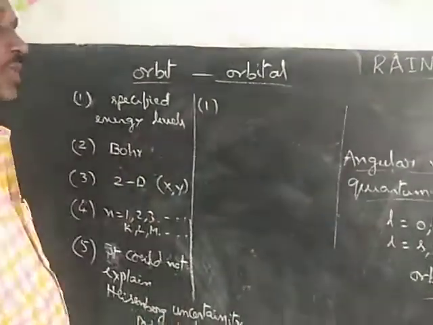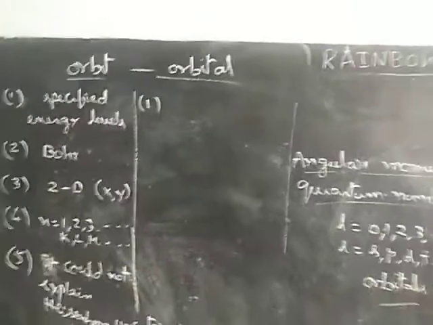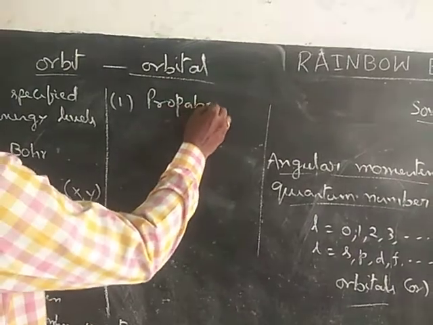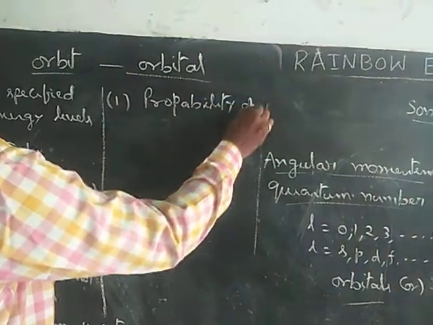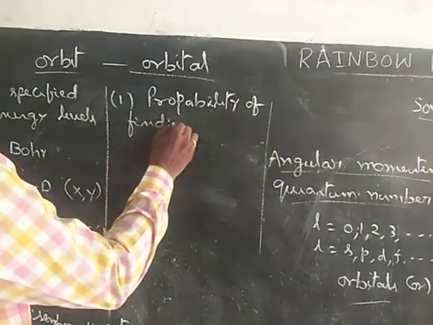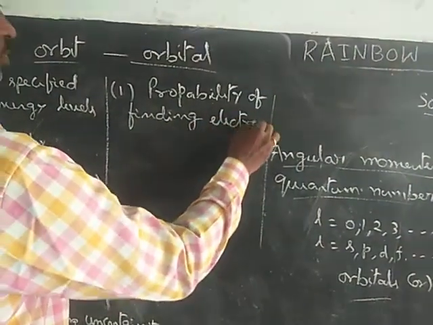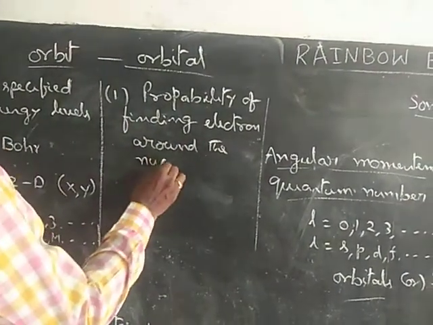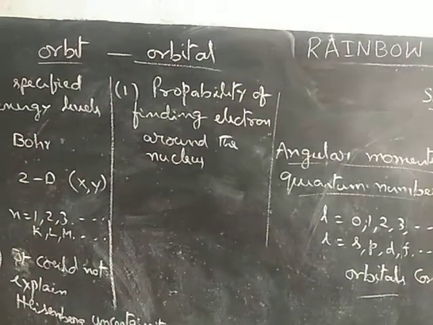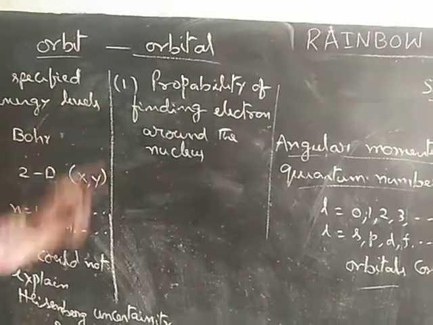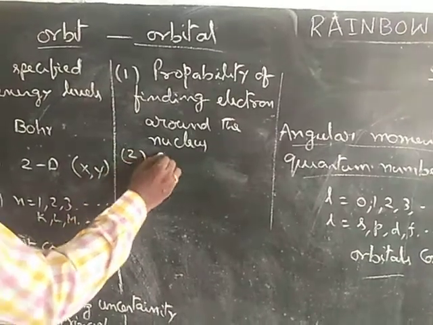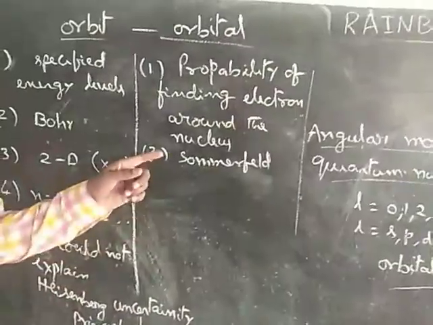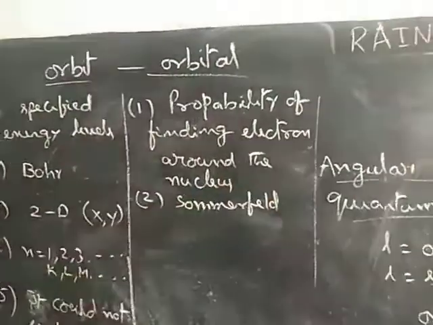What about orbital? Here orbital means the probability of finding an electron around the nucleus. The probability of finding an electron around the nucleus is called orbital. This was proposed by the scientist Sommerfeld. The scientist Sommerfeld proposed this, denoted by the letter L, as you already know.